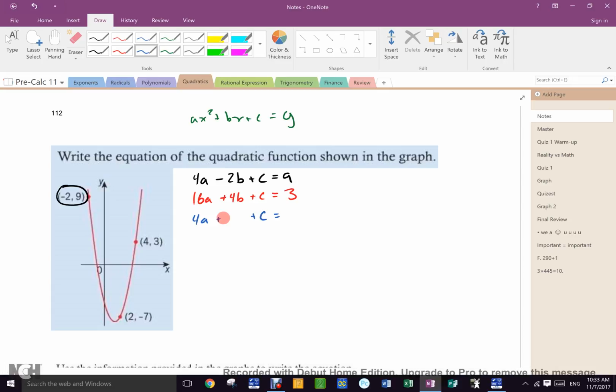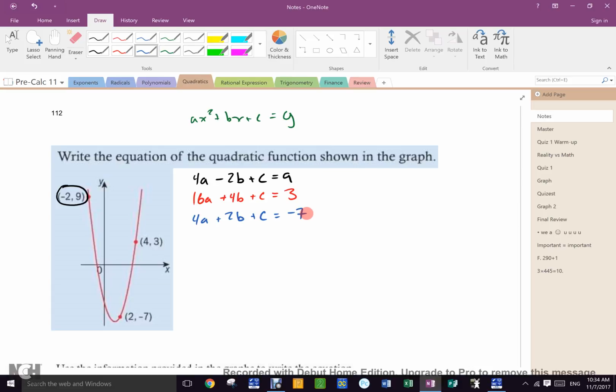-7. Now, what's the problem here? I have how many unknowns? 3 of them, yes? So I've got to eliminate some variables, don't I? Where can I eliminate a variable?